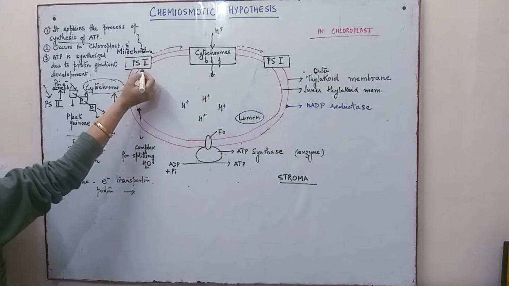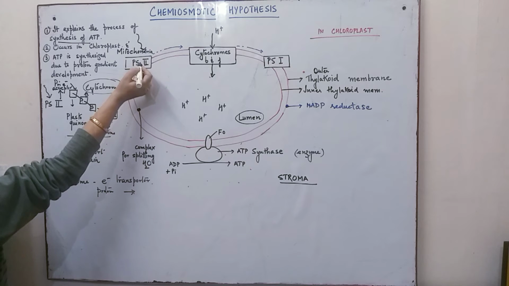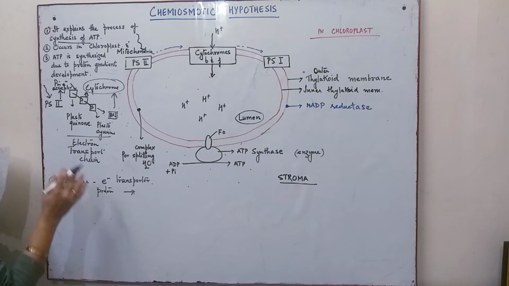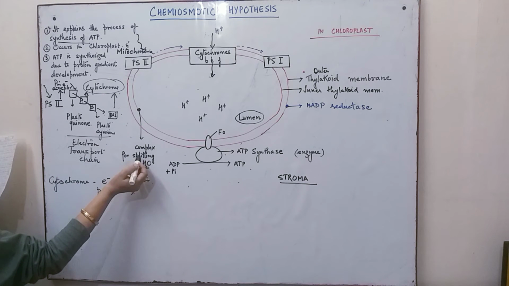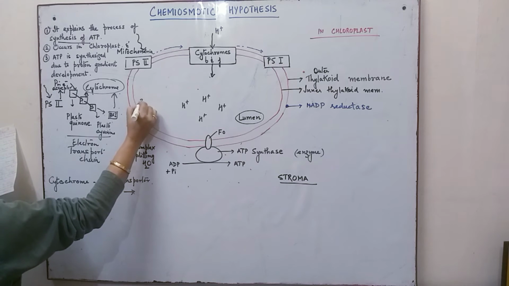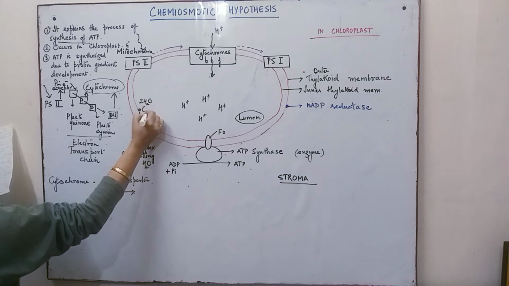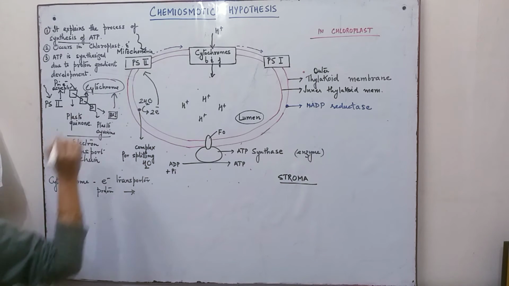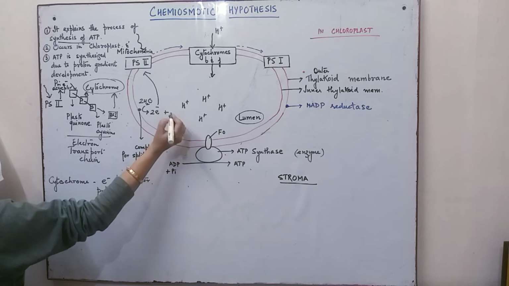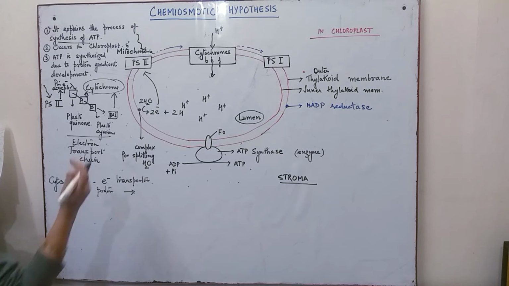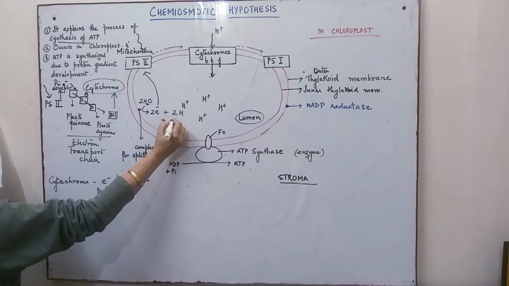Now, what is happening over here? Due to the continuous loss of electrons, there is splitting of water with the help of the complex which is present on the inner side of the thylakoid membrane. The water molecules are split to release 2 electrons. These 2 electrons will go to PS2. Then there will be a release of hydrogen, that is the proton, and oxygen.